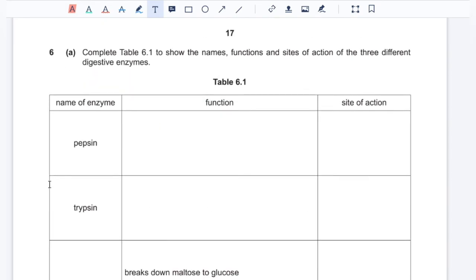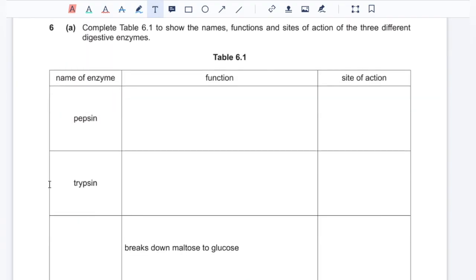6a, complete table 6.1 to show the names, functions, and sites of the action of 3 different digestive enzymes. Pepsin will catalyze the conversion of proteins into amino acids in the stomach, whereas trypsin will catalyze this conversion of proteins to amino acids in the small intestine, and maltase will break down maltose to glucose in the small intestine.